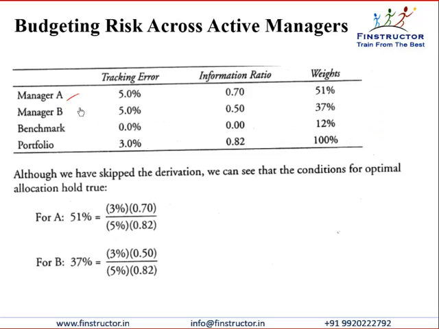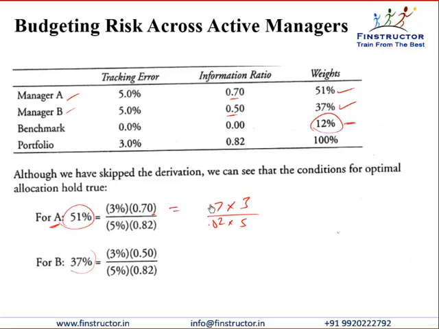We have manager A and manager B, who have an information ratio of 0.7 and 0.5. We can compute the optimal weight for A, which will be the information ratio of manager i, that is 0.7, times the tracking error of the portfolio, divided by the information ratio of the portfolio multiplied by the tracking error of the manager. So for manager A, the optimal weight comes out to be 51%. Similarly, for manager B, the optimal weight comes out to be 37%. 12% we will say can be allocated to the benchmark.